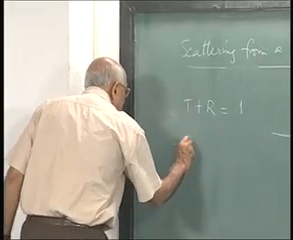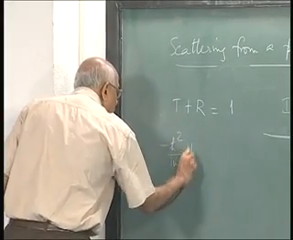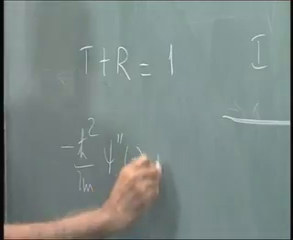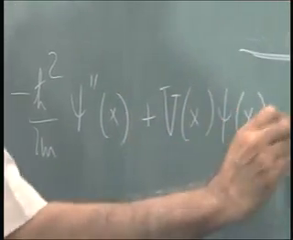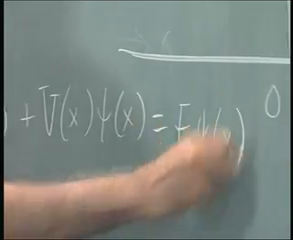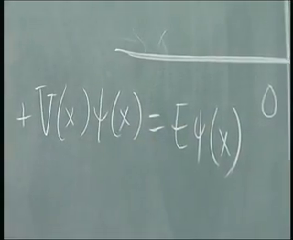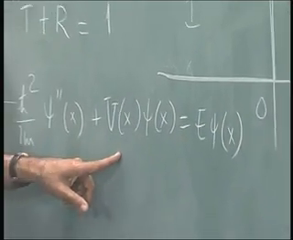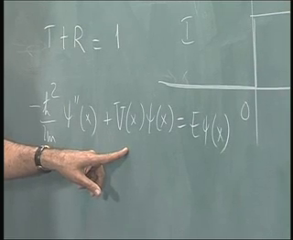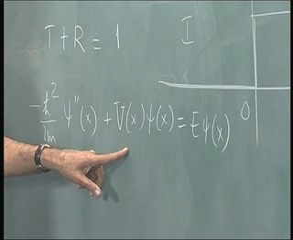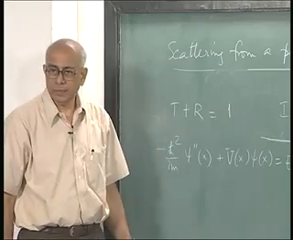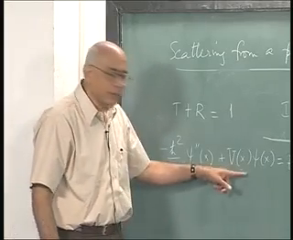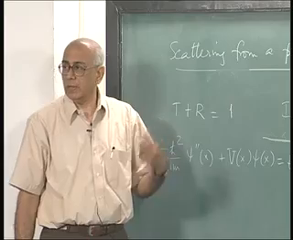It says minus h cross squared over 2m psi double prime of x plus V of x psi of x is equal to E psi of x, and this function is continuous. V of x has a finite discontinuity, it is a finite discontinuity. So psi double prime has a finite discontinuity to compensate for this guy here, not an infinite discontinuity.